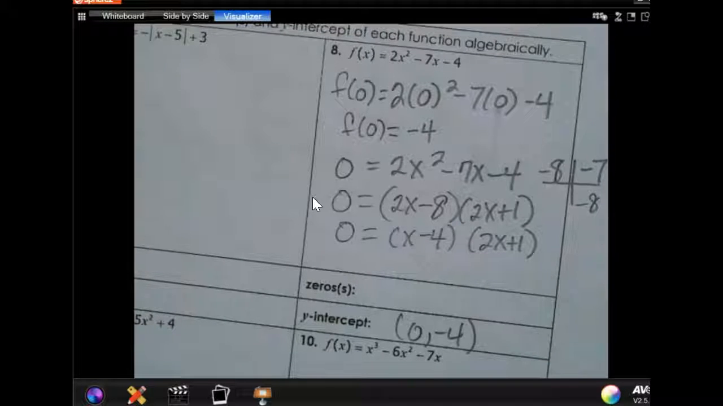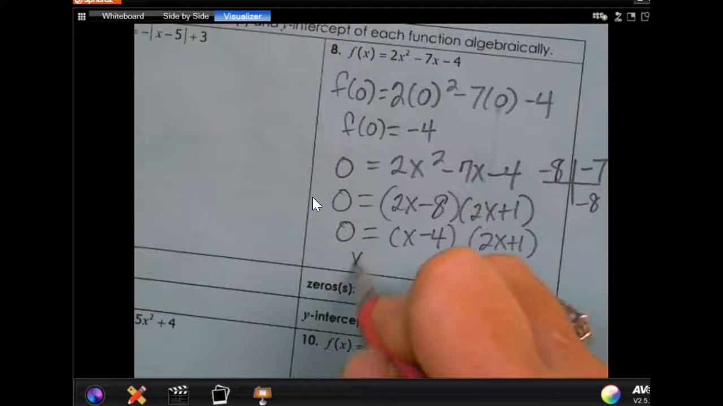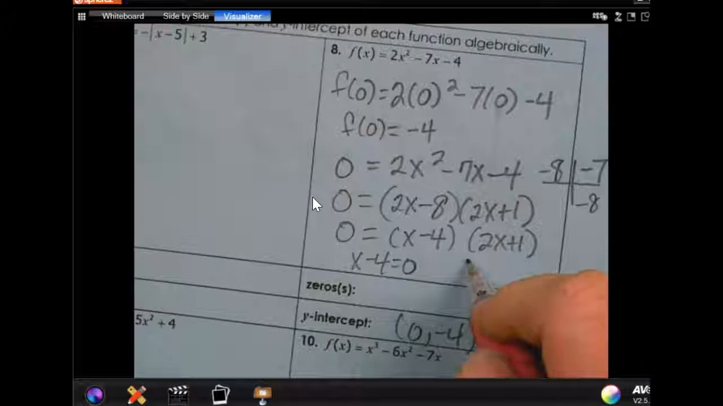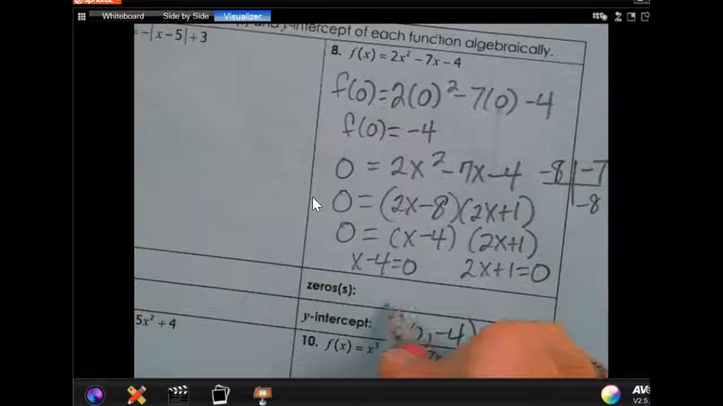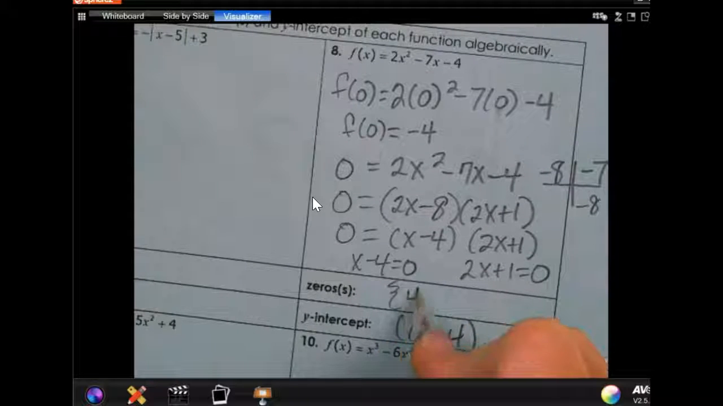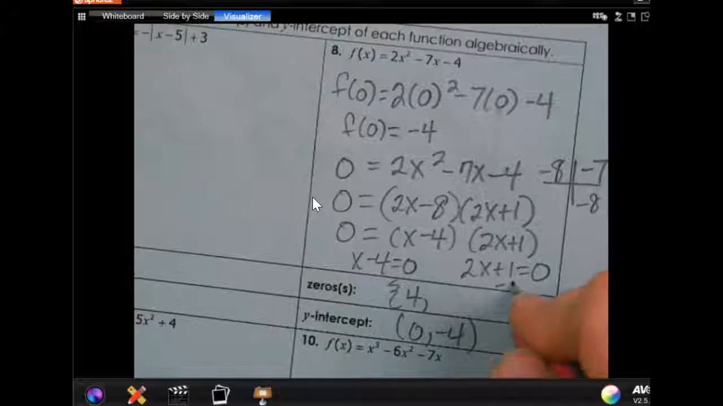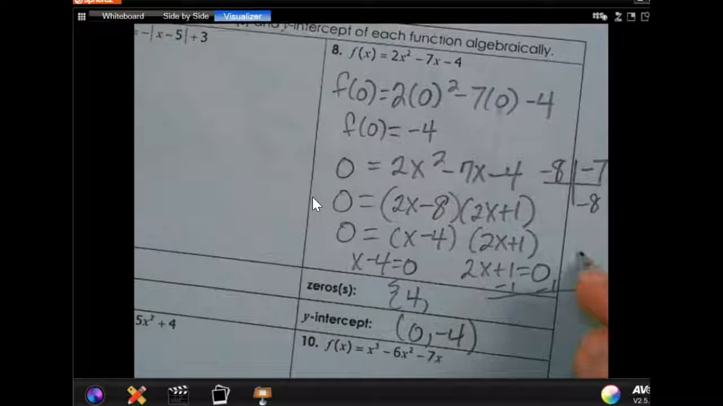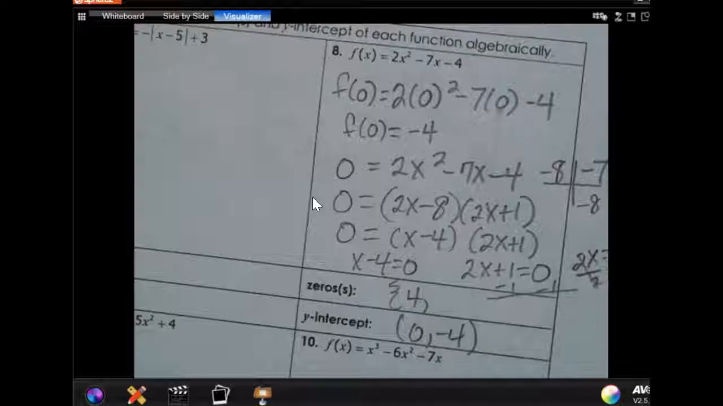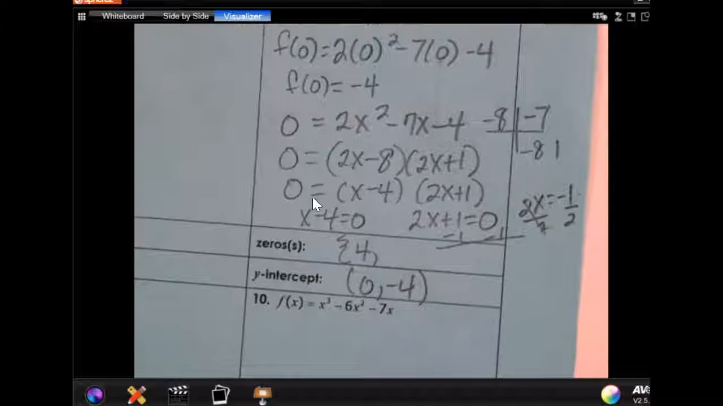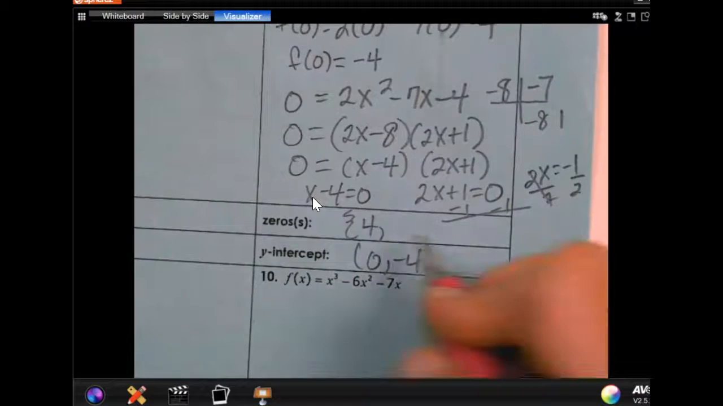So I have to set each of these equal to 0. So the first zero is going to be 4. And if I subtract 1 and divide by 2, I get negative 1/2.